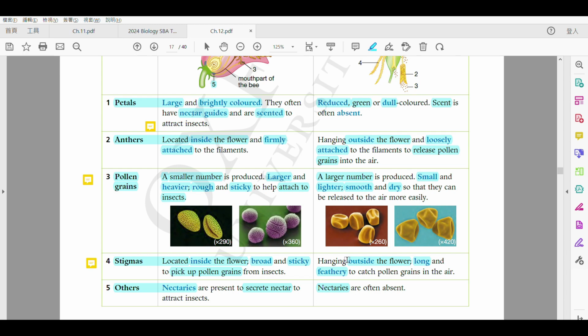For the stigma, they are also outside the flower. But how do we describe the shape? They want to pick up the pollen grain in the air more easily, so they are usually long and feathery. Okay?